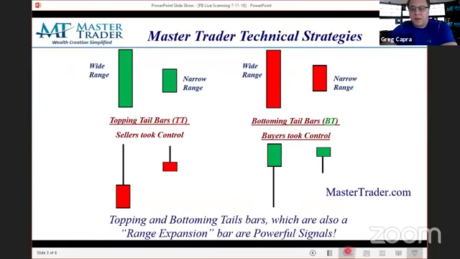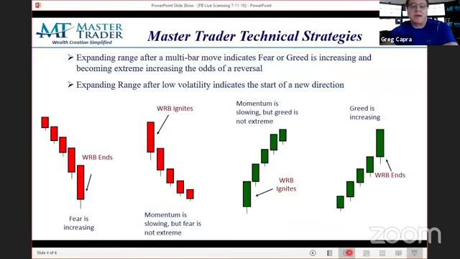So a couple more slides and then we're going to get to the scans and actually find these. That's what we want to do. What we're doing here is covering what it is that we want to look for, and then we're going to look for it. That's what a scanner does for us, it helps speed up the time for us to find what we're looking for.